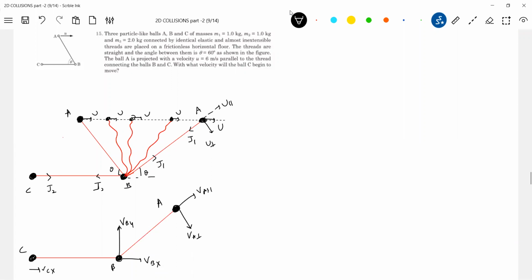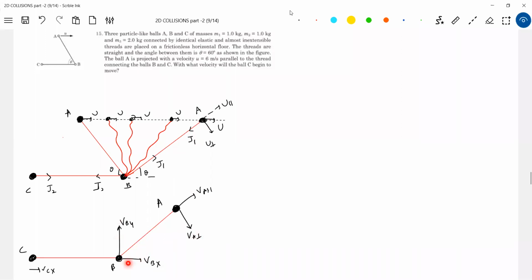Sir, why will C move only along X? Look at the impulse acting on C towards the right. So VCX. For A, u parallel will change because of J1, so I'm writing VA parallel. What about VA perpendicular? It will not change. I'm very sure it will remain u perpendicular because this component is perpendicular to string 1. So this will be as it is.